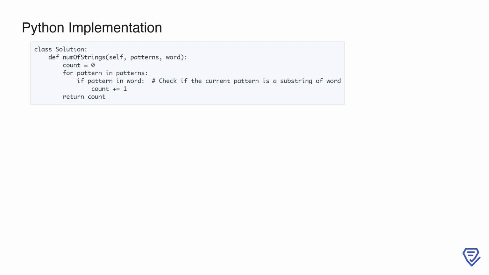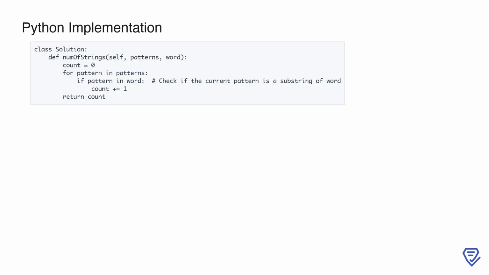Complexity analysis. Time complexity. The solution has a time complexity of O(N * M), where N is the number of patterns and M is the average length of the patterns. The substring check pattern in word is typically O(M) for each pattern. Space complexity. The space complexity is O(1), as no additional data structures are used.